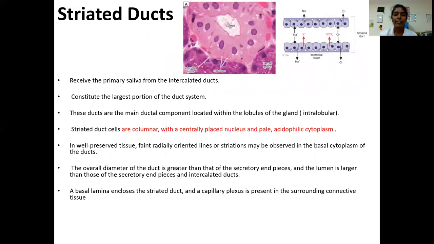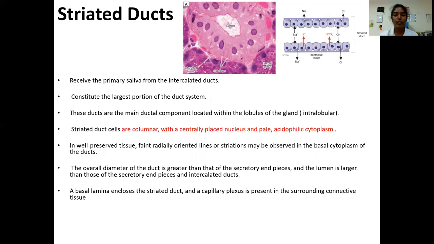Striated duct. It receives the primary saliva from the intercalated duct and constitutes the largest portion of the ductal system. These ducts are the main duct components located within the lobules of the gland, which is intralobular. Striated duct cells are columnar with a centrally placed nucleus and pale acidophilic cytoplasm. In well-preserved tissue, faint radially oriented lines of striations may be observed in the basal cytoplasm of the ducts.